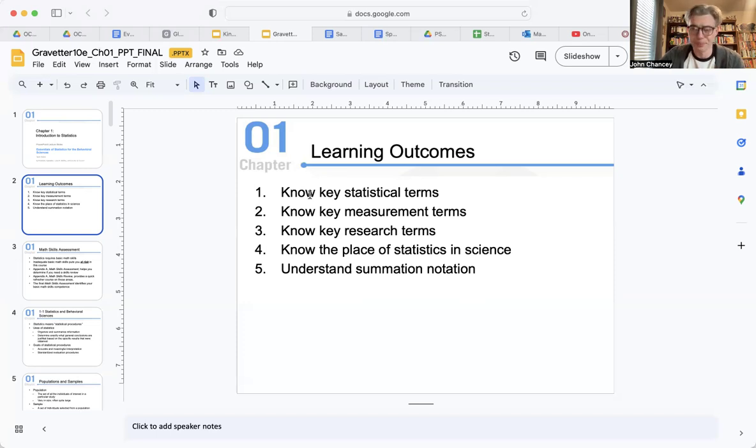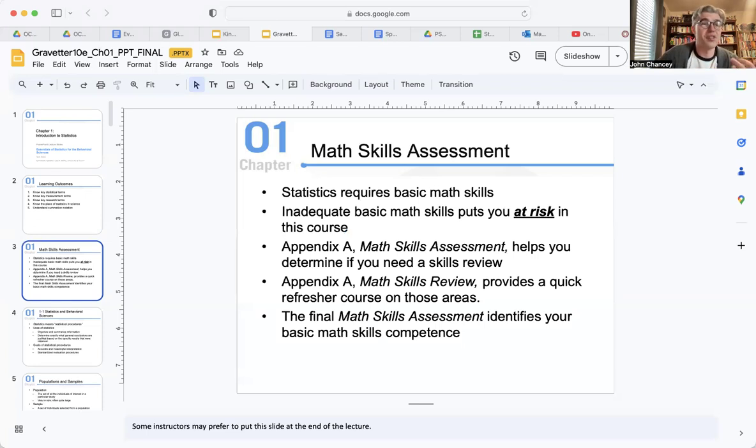and then also understand summation notation. As far as stats, statistics does involve math. We really can't get around that. It does require basic math skills: addition, subtraction, multiplication, division, really the PEMDAS stuff, the Please Excuse My Dear Aunt Sally order of operations, plus we throw summation in there. Those are the kinds of skills we're talking about. So basic, hopefully nothing you haven't encountered before.